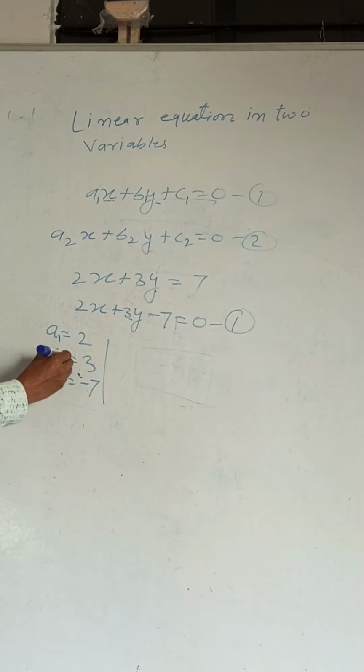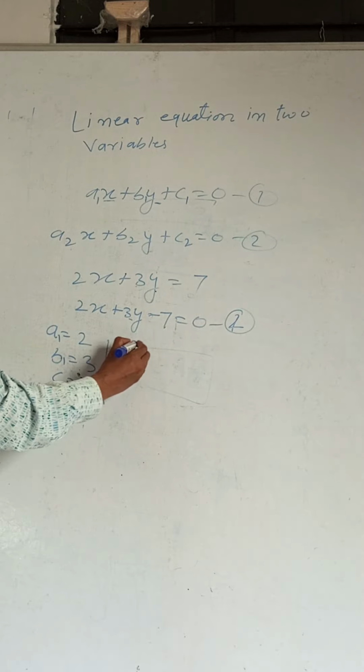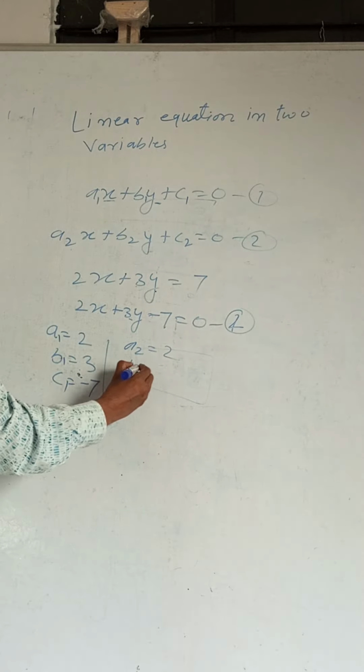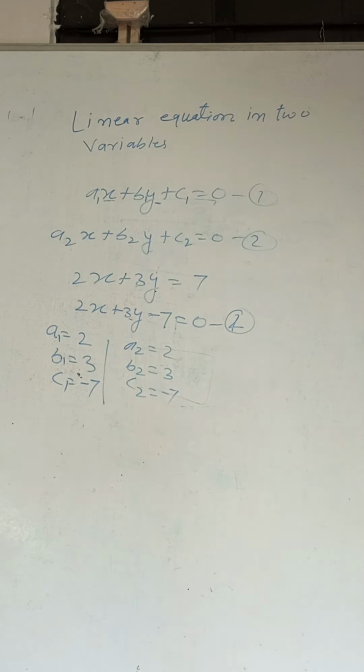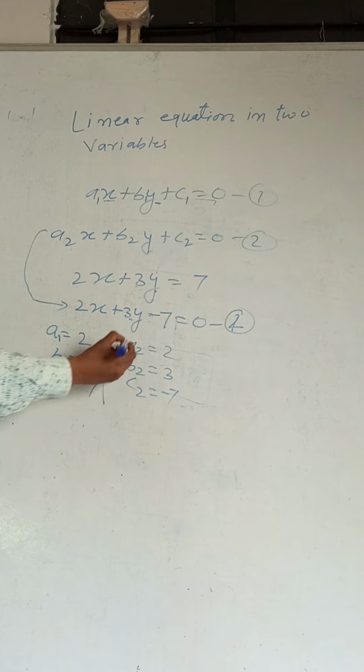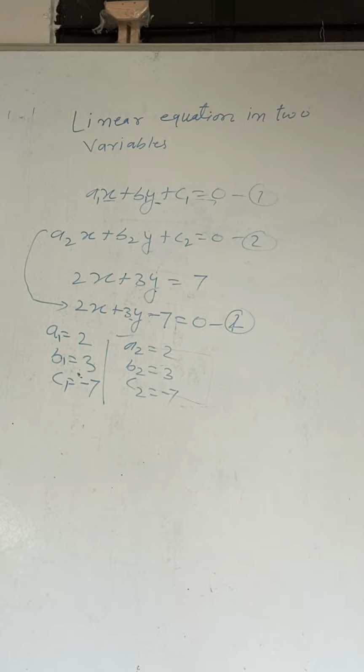Suppose this is equation number 1, so we write a1, b1, c1. Suppose it is equation number 2, so we write a2 is equal to 2, b2 is equal to 3 and c2 is equal to minus 7. Whichever equation number is given, we write the values of a, b and c like this. Now, to find the solution of the linear equation in two variables.